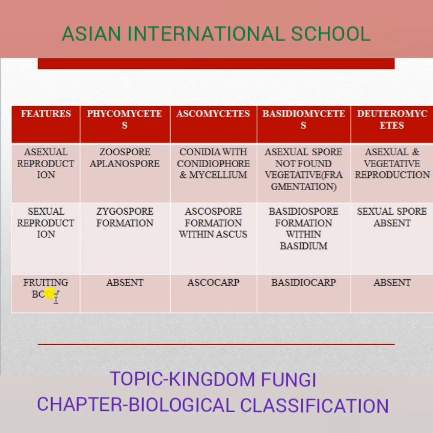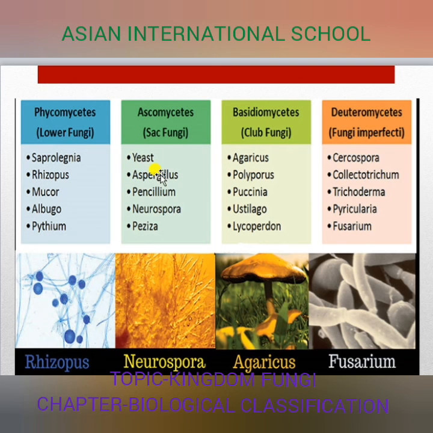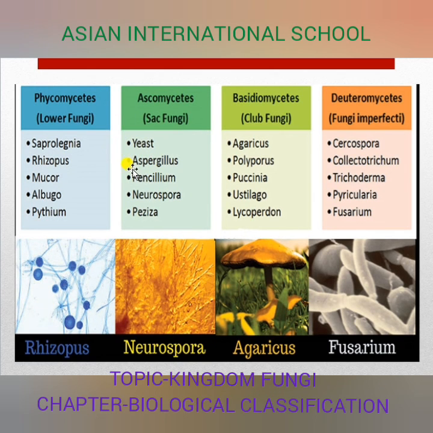Moving to the next slide, we will be discussing the examples. In the case of Phycomycetes, the examples you can see here are Saprolegnia, Rhizopus, Mucor, Albugo, and Pythium. Within that, the figure of Rhizopus is given.